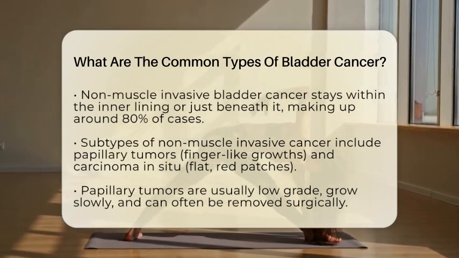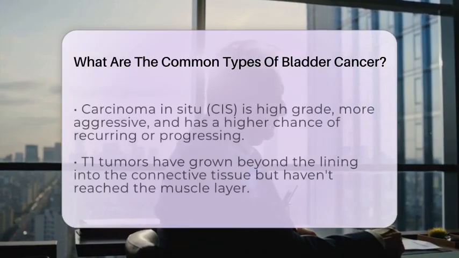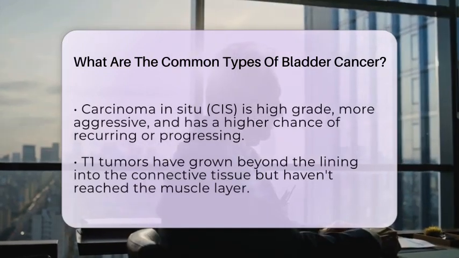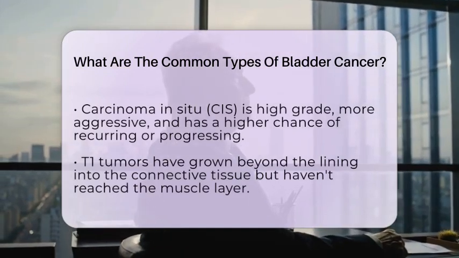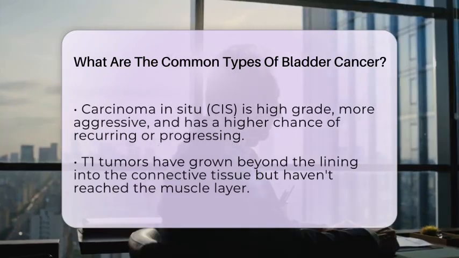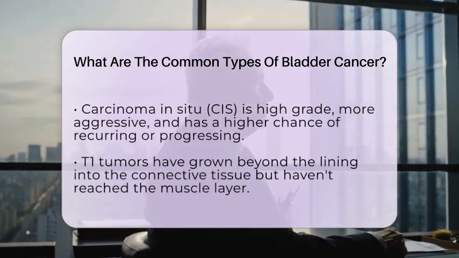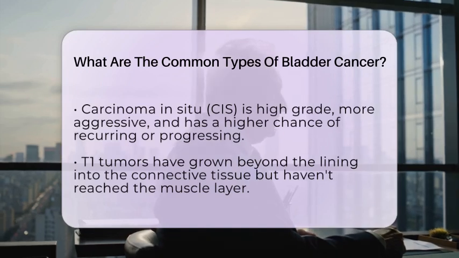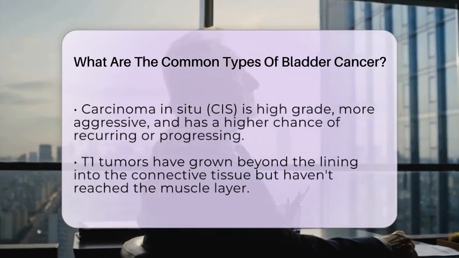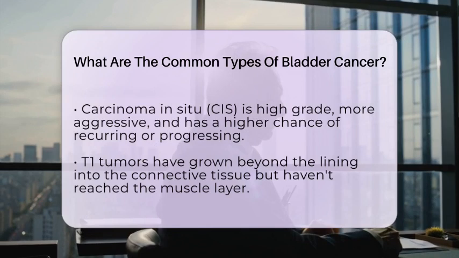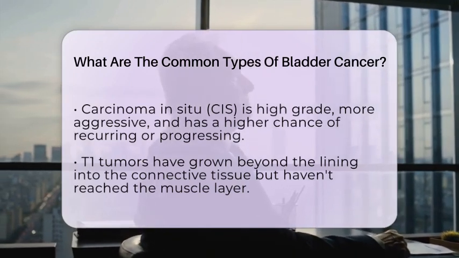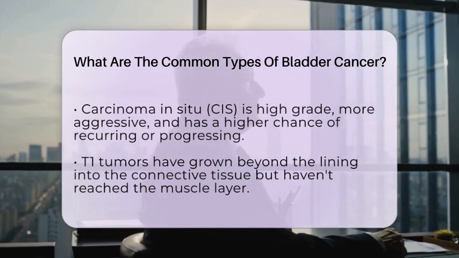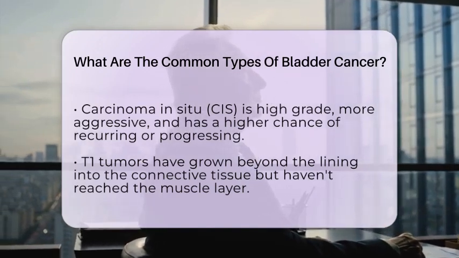The second major category is muscle-invasive bladder cancer. This type has penetrated into the muscle layer of the bladder wall. Because it has a higher chance of spreading beyond the bladder, it usually requires more intensive treatment, such as surgery or chemotherapy. When cancer spreads beyond the bladder to other parts of the body, it is called metastatic bladder cancer. This can involve lymph nodes, bones, lungs, or liver, and may be present at diagnosis or develop later.